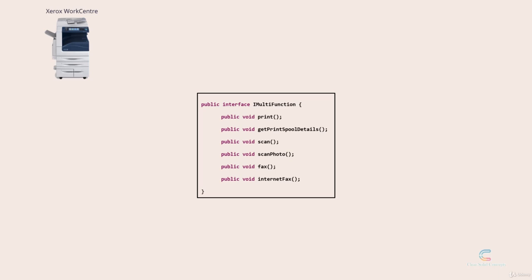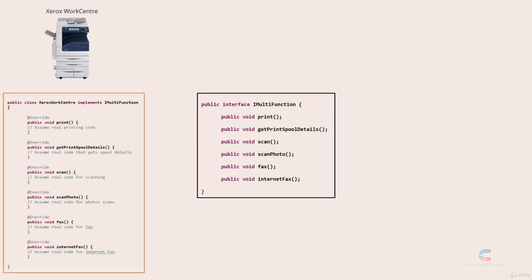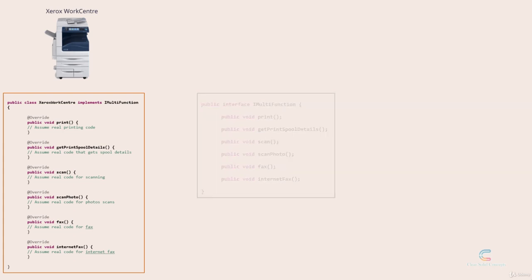Now you create a concrete class that represents this particular device, the Xerox Work Center. You make it implement the IMultiFunction interface. So you will have to implement all the 6 methods. Very well, you implement all the 6 methods. All good. Now you walk over to the next room in your office.